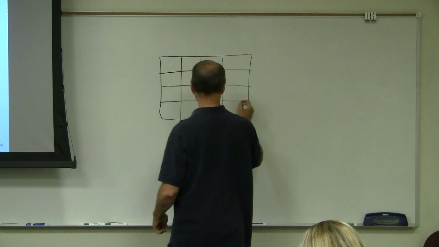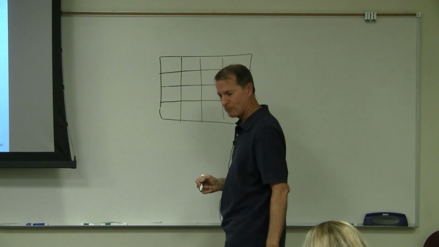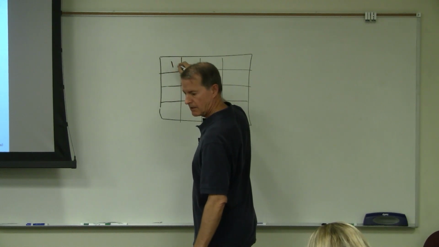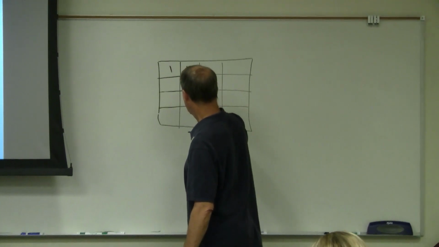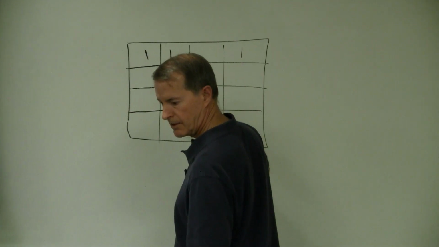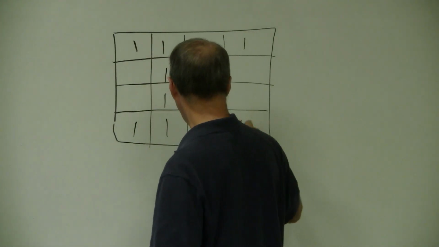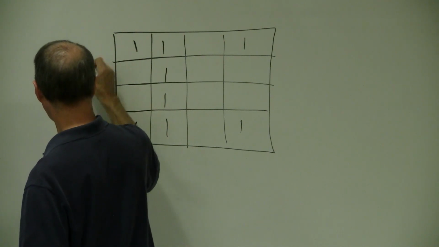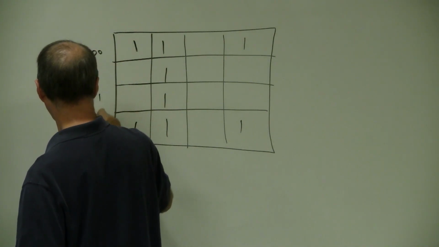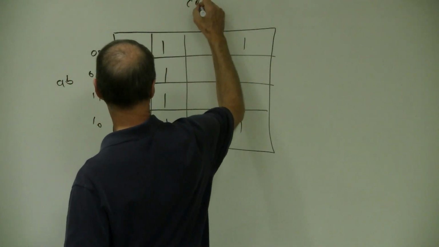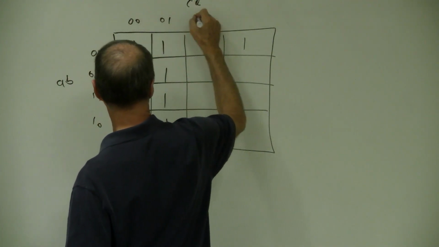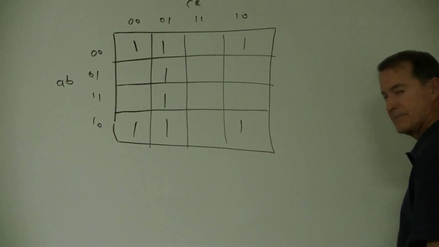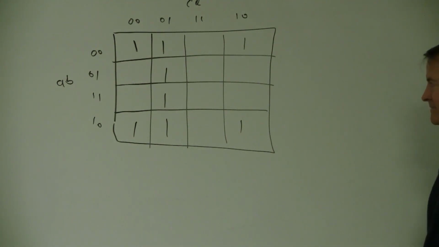Don't peek if you're viewing the slides, no fair peeking. Okay, so let's do 1, 1, 1, 1, 1, 1, 1. Here's AB, 0, 0, 0, 1, 1, 1, 1, 0. And here's CD, 0, 0, 0, 1, 1, 1, 1, 0. All right, hop to it.